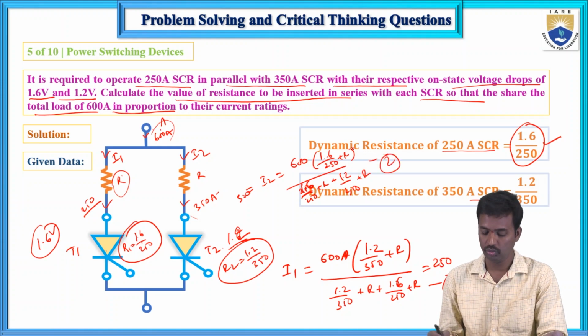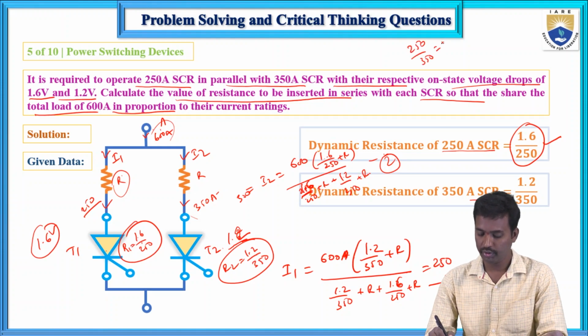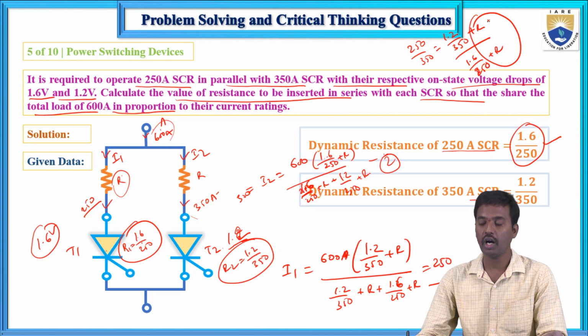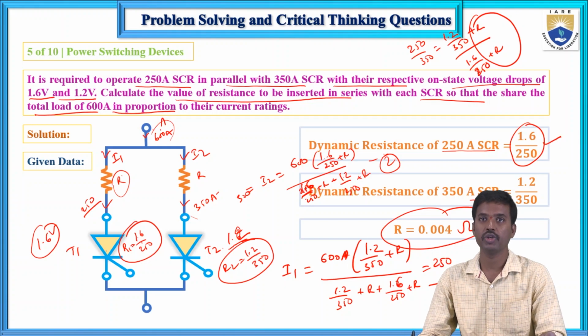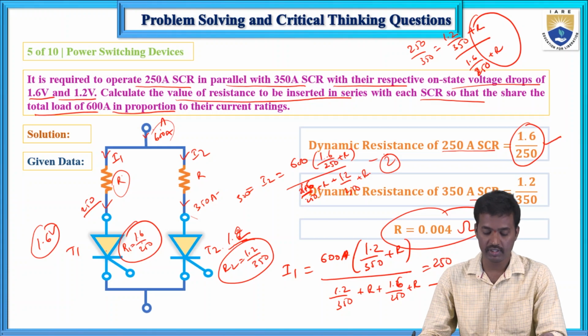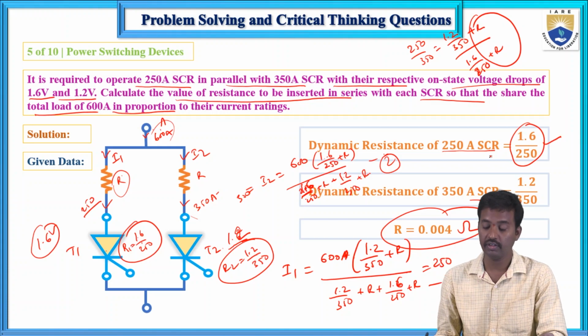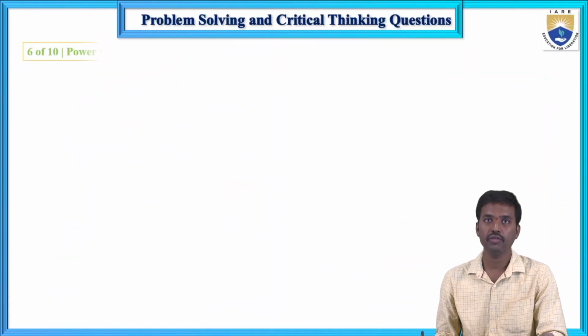If you calculate equation 1 by 2, the denominator is the same, and that equals 250 by 350, which equals 250 by 350 and 1.2 by 350 plus R and 1.6 by 250 plus R. From this you can determine the R value, which equals 0.004 ohms. In this way we can calculate the value of resistance to be inserted in series with each SCR. Now, the sixth problem.